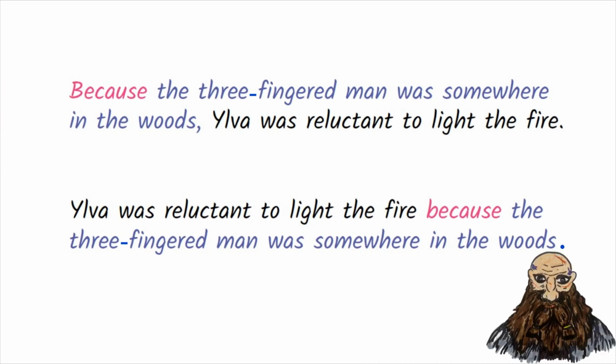Have a look at the sentences below. What do you notice about the punctuation? Because the three-fingered man was somewhere in the woods, Ilva was reluctant to light the fire. Ilva was reluctant to light the fire because the three-fingered man was somewhere in the woods.